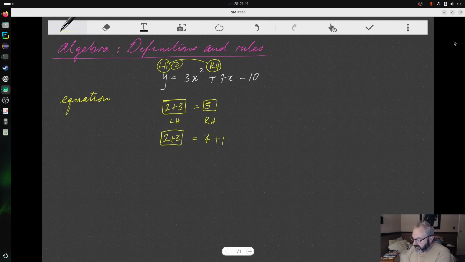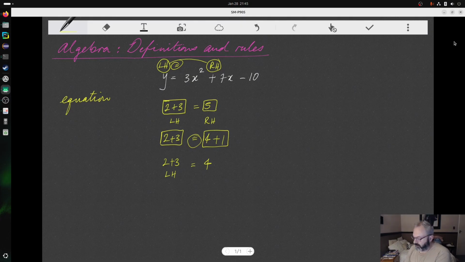And on the right hand side we've got 4 plus 1, and that's also 5. So in this case, when we compare the left hand side and the right hand side with each other, we can see that they are indeed equal to each other. If we had something like this, 2 plus 3, on the left hand side of my equation, and on the right hand side I've got 4.